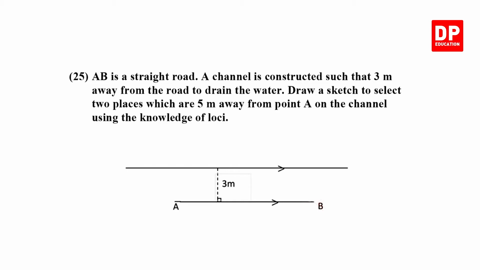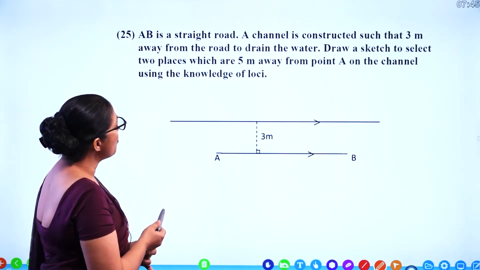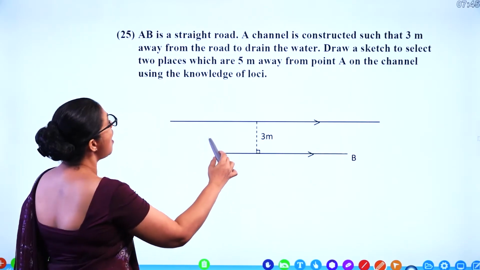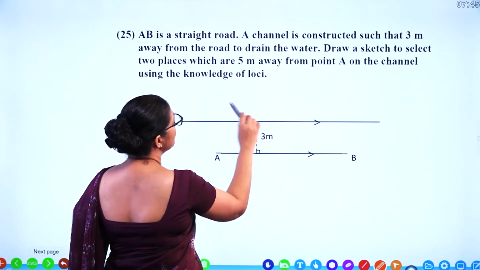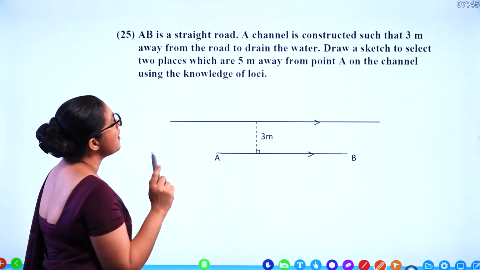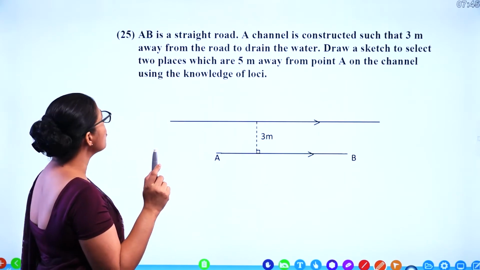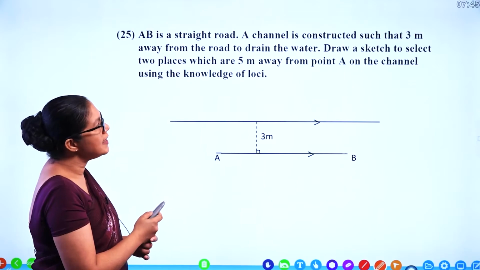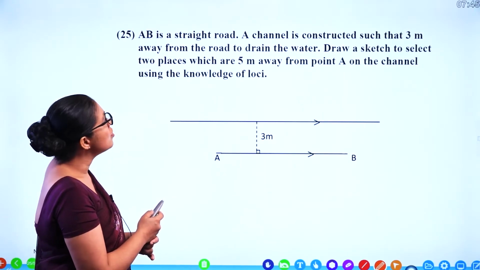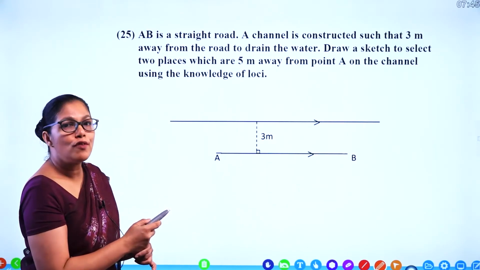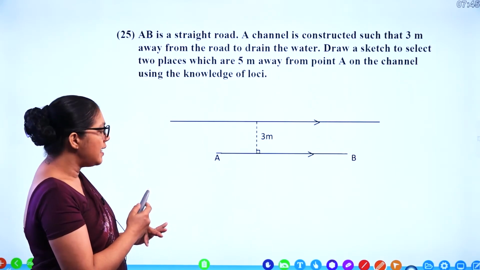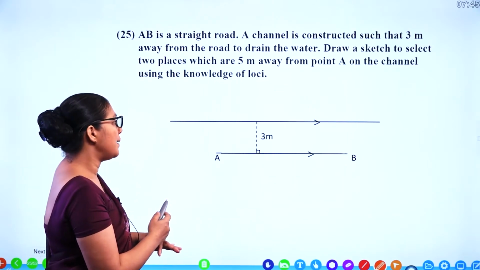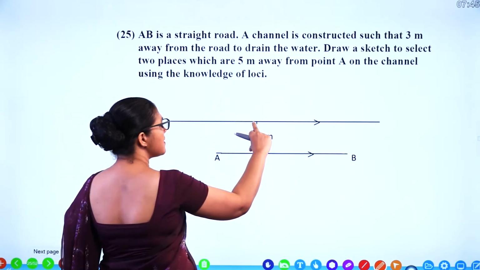Question number 25. AB is a straight road. A channel is constructed 3 meters away from the road, this line, to drain the water. Draw a sketch to select 2 places which are 5 meters away from point A on the channel using the knowledge of loci. Here you don't need a compass, but I'll show you with a compass how to do that. So this distance is 3.